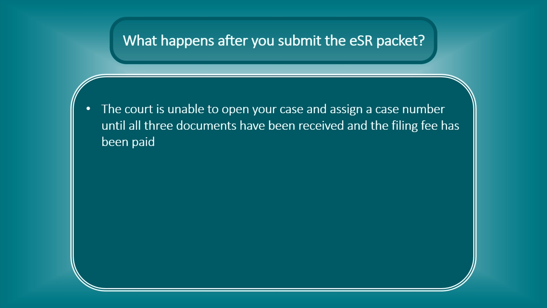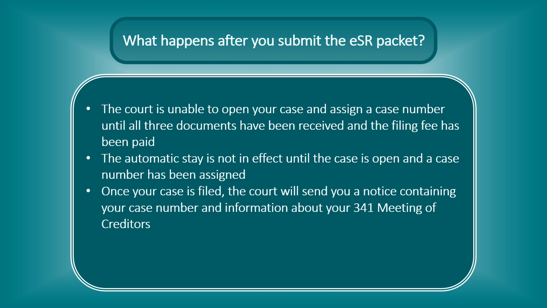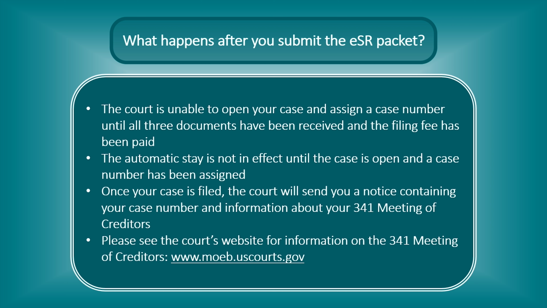First, the court is unable to open your case and assign a case number until all 3 documents have been received and the filing fee has been paid. Additionally, the automatic stay is not in effect until a bankruptcy case is open and a case number is issued by the court. Once the case is opened, the court will send you a notice containing your case number and information about your Section 341 meeting of creditors. You must attend the Section 341 meeting of creditors as instructed. Please see the court's website for information on the Section 341 meeting of creditors.